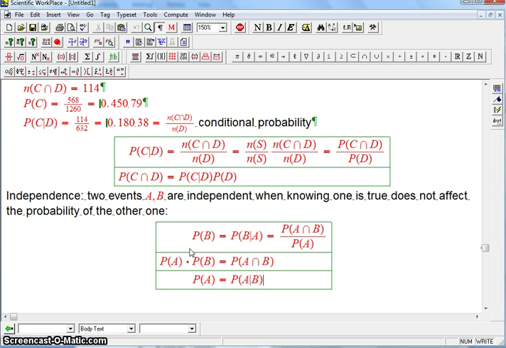Interesting. This is symmetrical in A and B. This didn't seem to be symmetrical in A and B. This doesn't seem to be, but they're actually all equivalent. All these things are equivalent to each other.